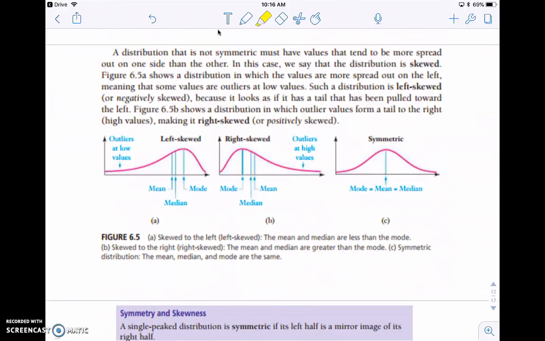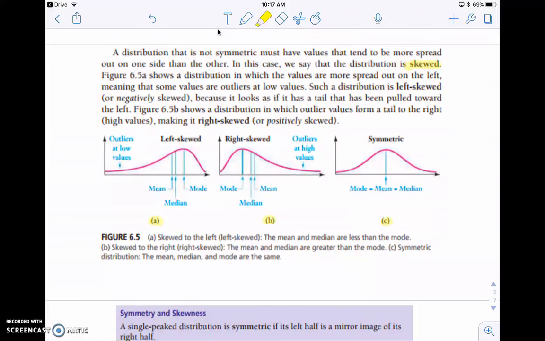Okay. However, if a distribution is not symmetric, then we have values that tend to spread it out to one side or to the other. And those are what our outliers do. And in this case, we say that it is a skewed distribution. So this figure down below here that we've got, a left skewed, a right skewed, and then you can see your general symmetric.